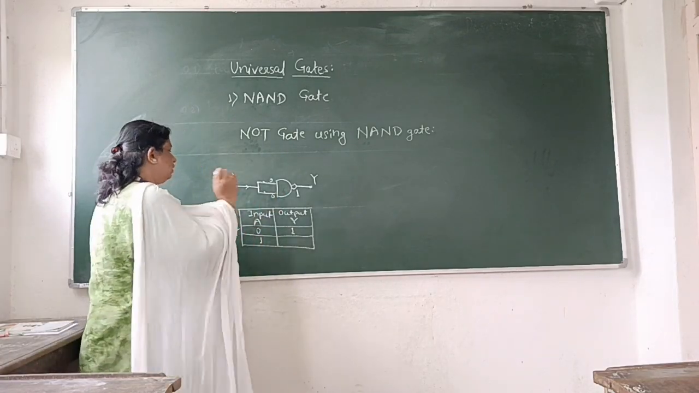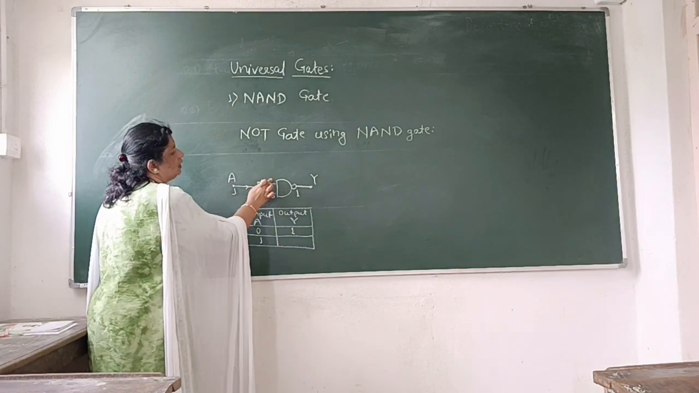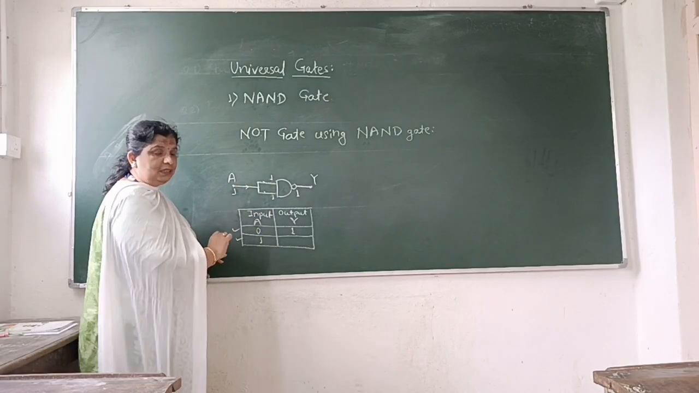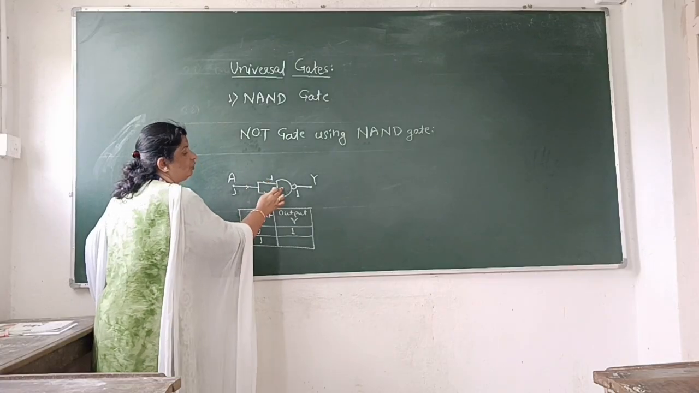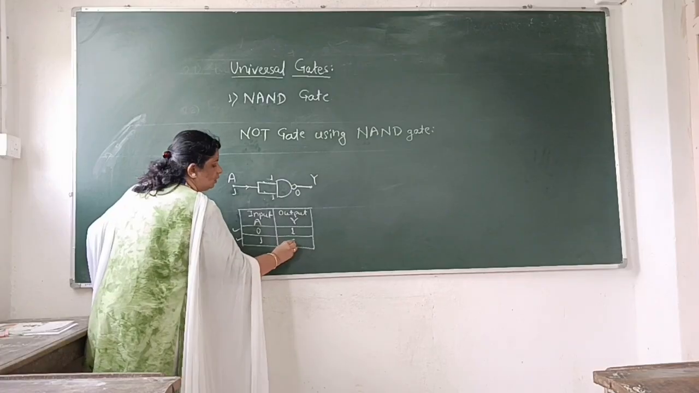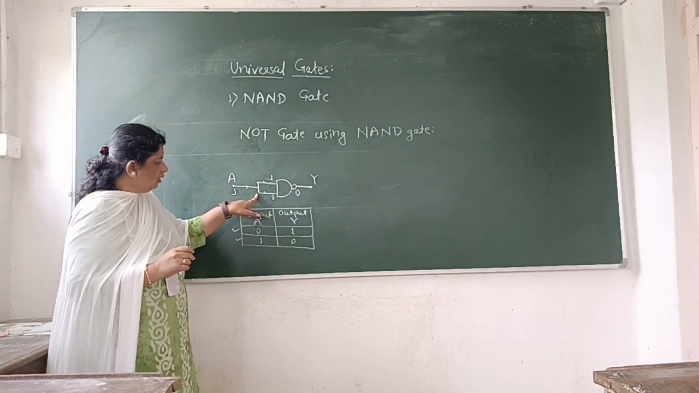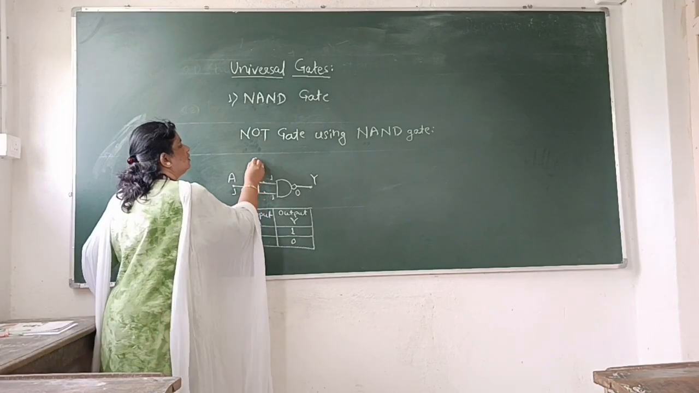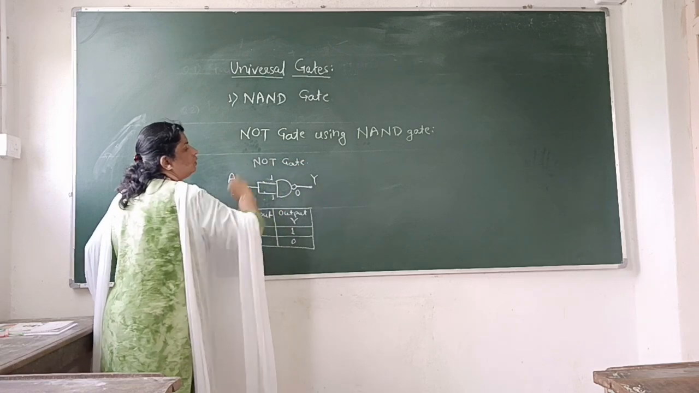The second case is when the input is 1. Here you can see the same 1 is applied to both inputs of this NAND gate, and when both inputs are high, we know the output of NAND gate is 0. So in this case we are getting 0. Using this logic diagram, we can get the truth table of NOT gate, and that's why this circuit is known as NOT.